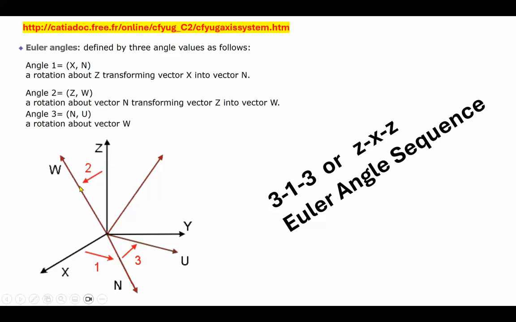And finally, the third angle is rotation about this w axis by that angle 3. And this is what happens when you rotate about the w axis, or z, the last one, the z-axis. This line is going to go to some other line, which is shown here. So that's what this really means.